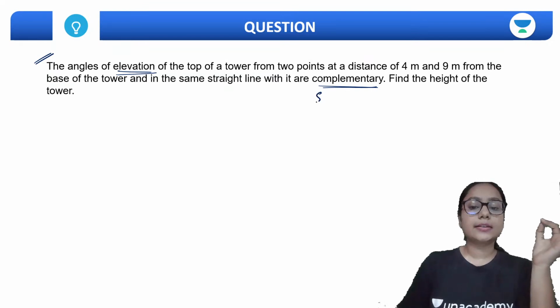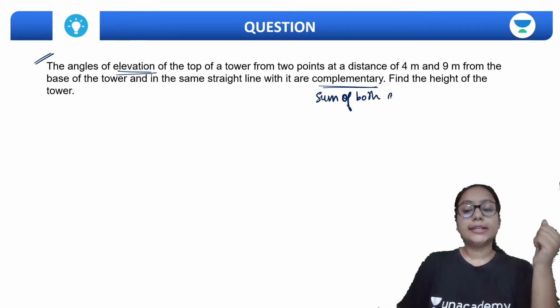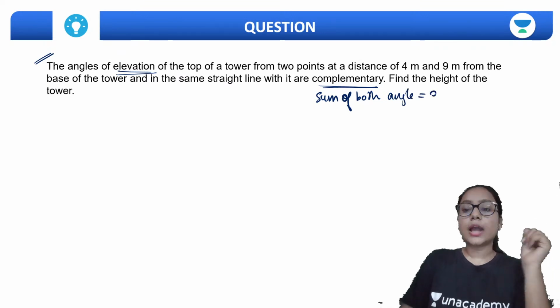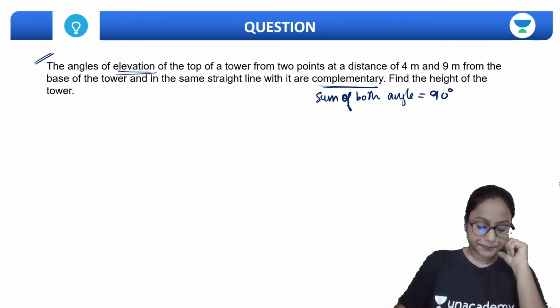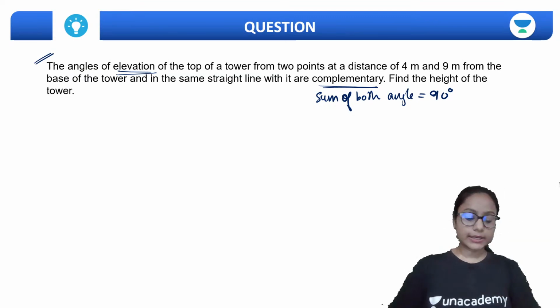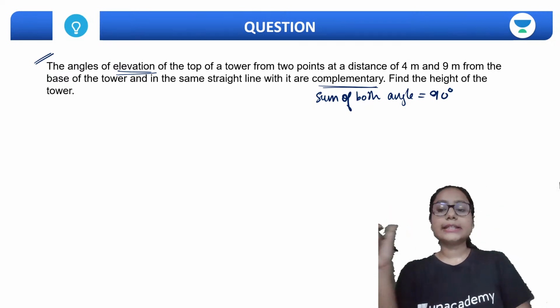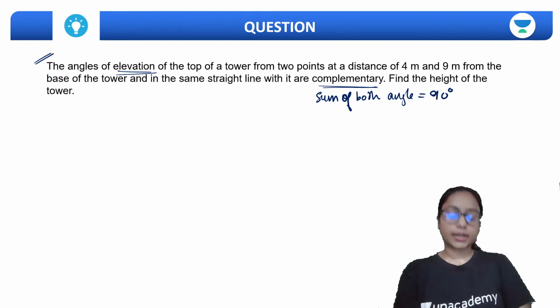Complementary angles means the sum of both angles is 90 degrees. So are you guys trying this question or should we discuss this? Should we do it together? No, Sonam, complementary means 90, supplementary means 180.